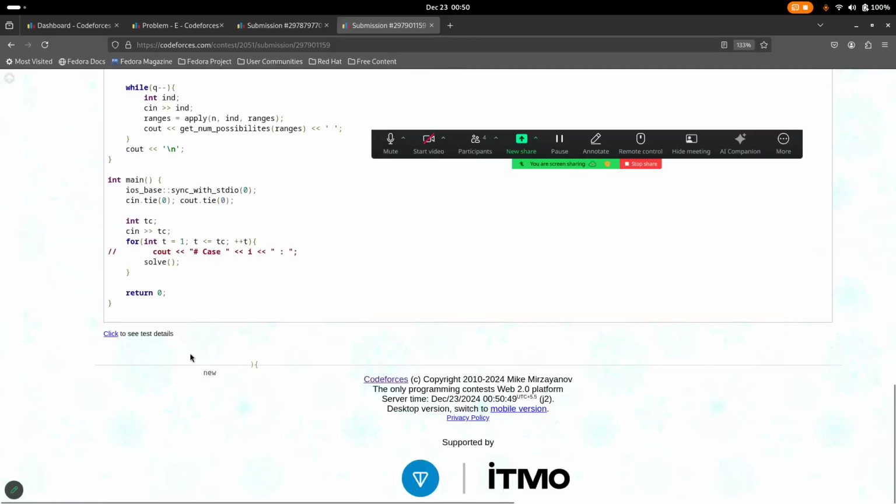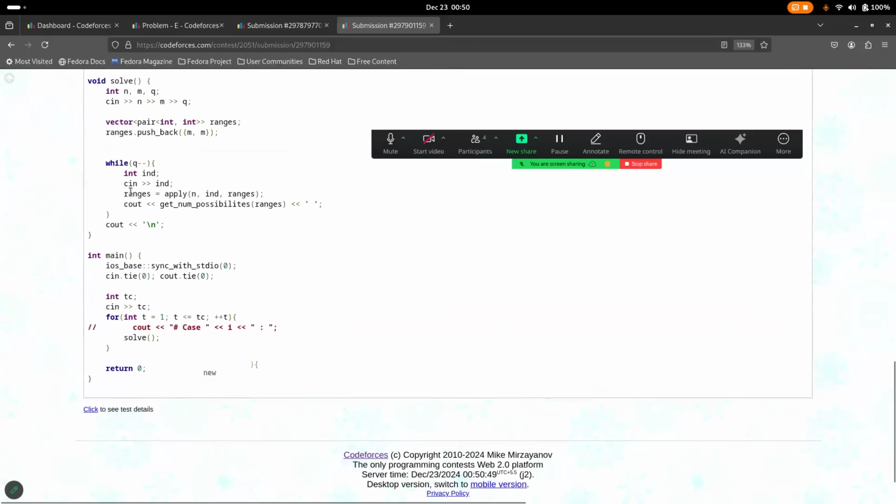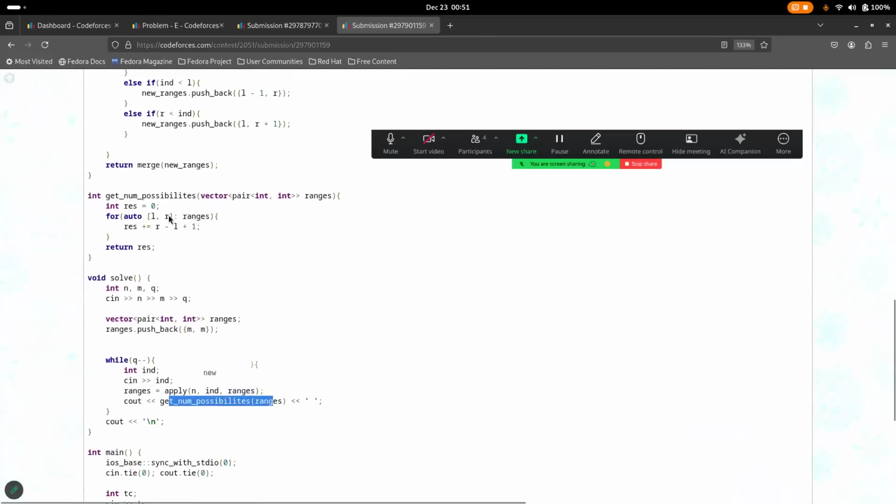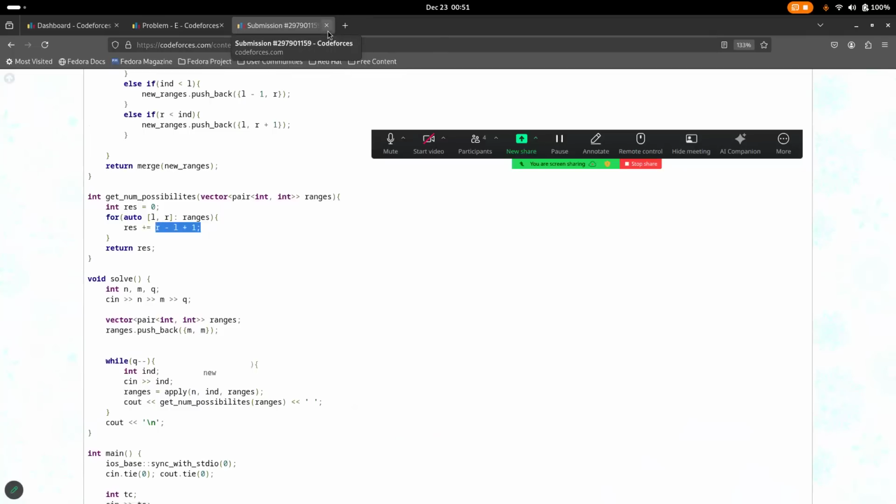Right. Once we are done with application of our ranges, we update our ranges and get the number of possible places where our joker card can be. To do that, we calculate the sum of lengths of all ranges, that is R minus L plus 1 for all ranges. And that was problem F.